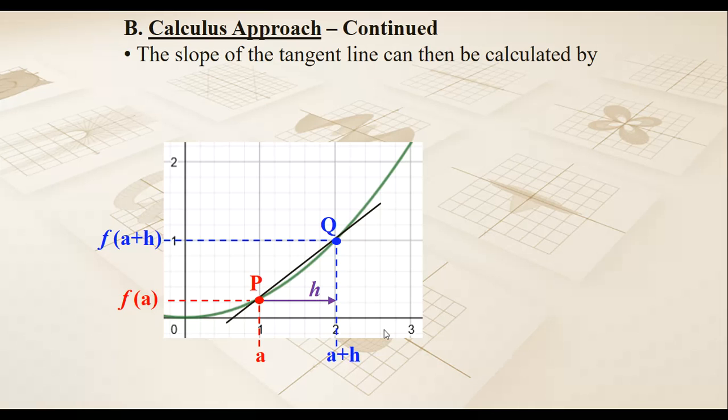Okay, but let's first of all calculate what the slope of that tangent line would be. I just want to figure out what the slope of that line is, the line that's connecting point P to point Q. So we know that slope is equal to rise divided by run, where your rise would be the change in your vertical distance from point P to point Q, and your run would be your change in horizontal distance when you go from point P to point Q.